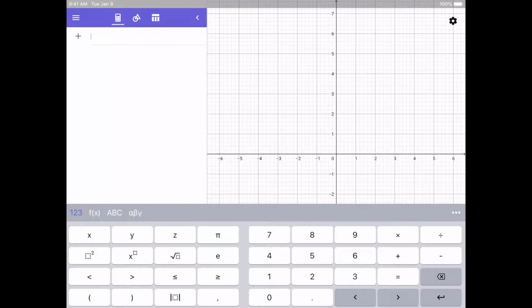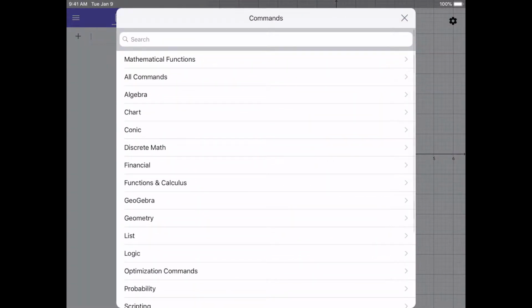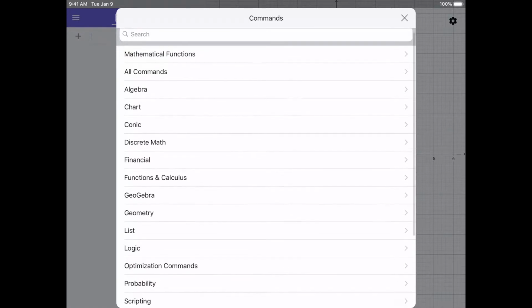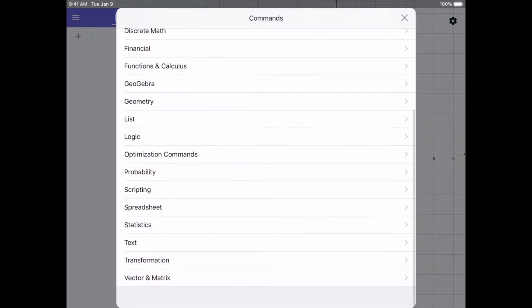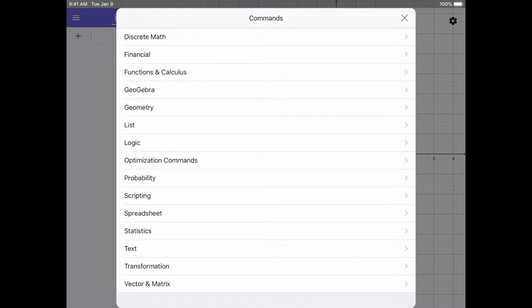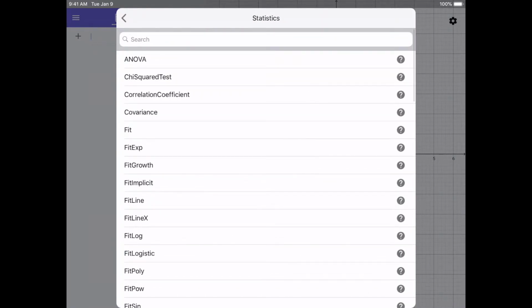And I want to look at finding the standard deviation. We can see the keypad down here at the bottom. And at the top right of the keypad are these 3 dots that I'm going to click on. And it brings me up to this. This is a list of all of the functions and commands that this calculator is capable of, sorted by subject. Since we're studying statistics, we're going to scroll down until we see statistics and select that.